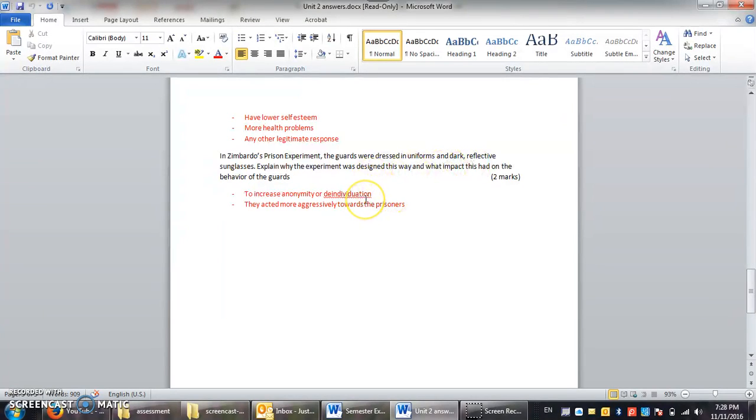So that's the reason why, and it led to them acting more aggressively towards the prisoners because they felt like they weren't actually individuals. They were conforming to their particular role and losing that individual identity they had. So that's that for the Unit 2 answers. I'm now going to open up the extended response and go through that.